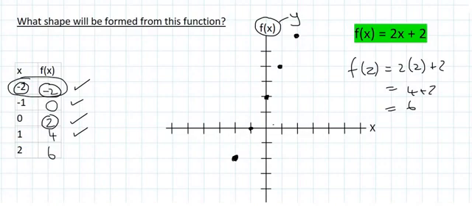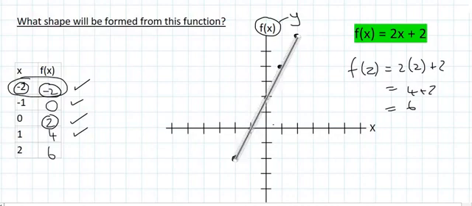And so what shape has been formed? Well, we can see that it's going to be a perfect straight line. Check that. If I draw a perfect straight line, it goes through each of those points. This one over here seems a little bit off, but that's just because I didn't put it exactly on the grid. And so any kind of function that looks like this is going to be called a straight line function.